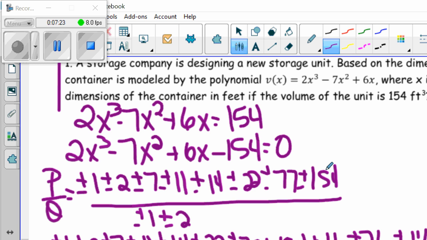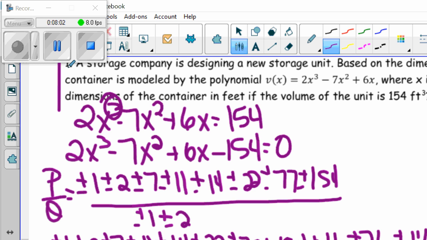So now it says, what are the dimensions of the container in feet? So now we want to actually solve this, okay? So 2x cubed minus 7x squared plus 6x minus 154. In order to solve this, I need to do trial and error. So I know that these are possible ones. I know I can have up to 3 answers, right? So these are possible rational answers. So now it's just a trial and error. Pick one and do synthetic division to see if it works, if it's a 0, okay?